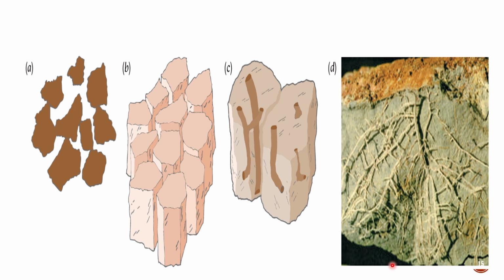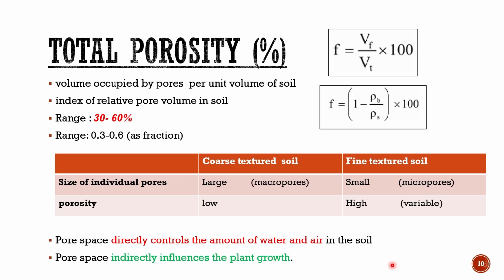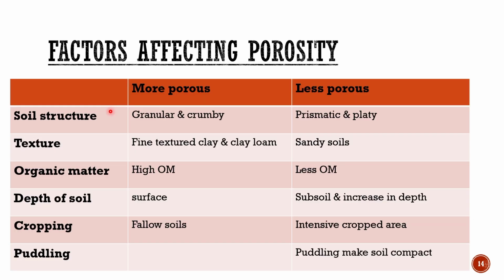Actually, the porosity range is between 30 to 60. You have seen here 30 to 60. If a soil has 25% porosity, it means that it is compacted, and 60% means it is well aggregated. So 60% porosity means soil is very well aggregated. It is rich in organic matter and it is from the surface. Okay, so this is about the porosity. This is an important point. It can be easily altered.